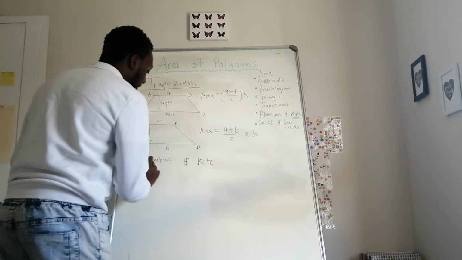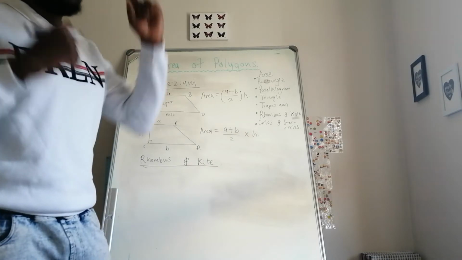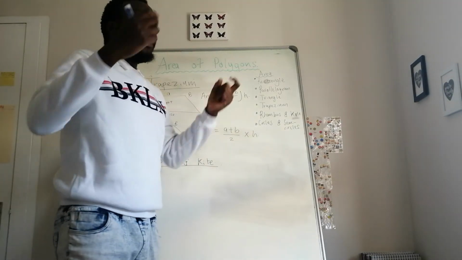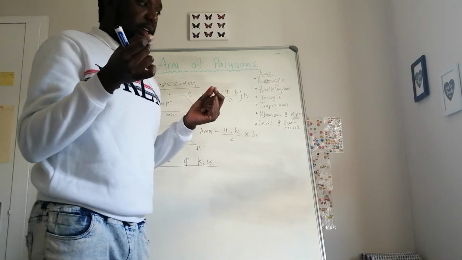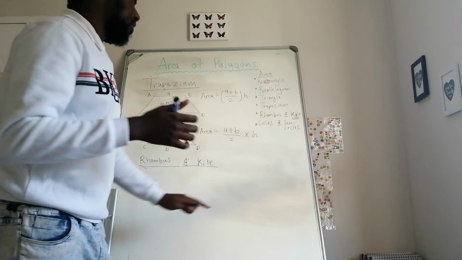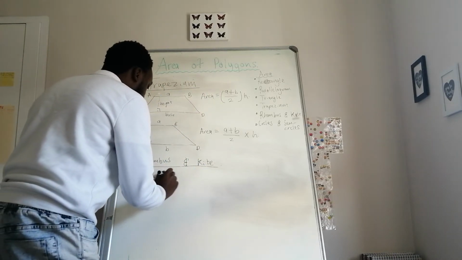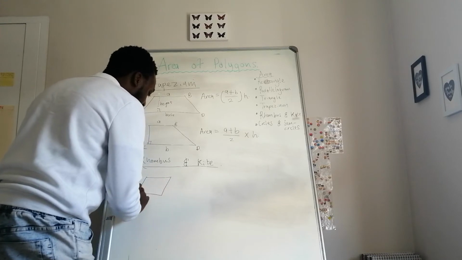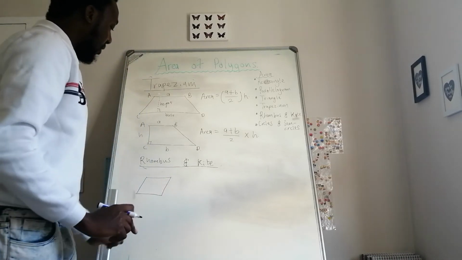So for rhombus and kite, the important thing we need here is to understand what a diagonal is. What is a diagonal? As soon as we understand what a diagonal is, we can start working with this, right? So take a rhombus. A rhombus is just a normal square that is tilted, either to the left or to the right, right?